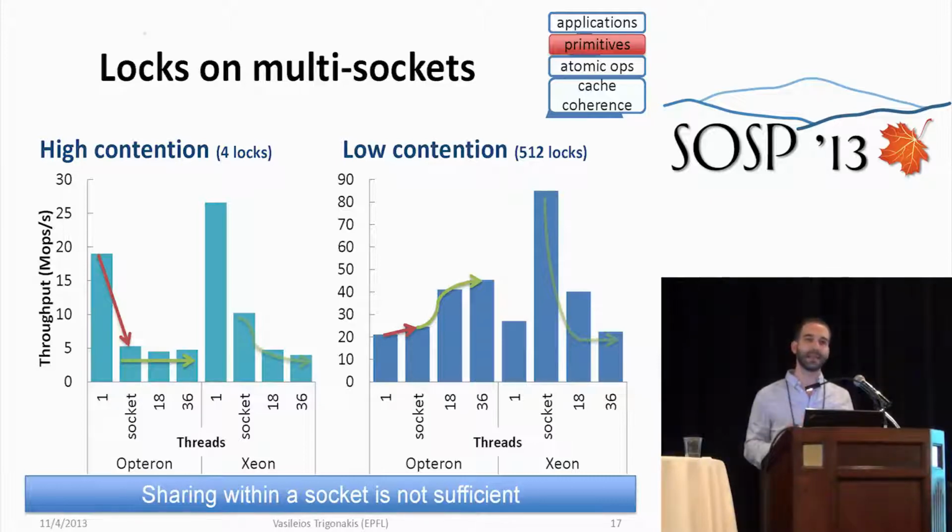So we don't get any scalability even within the socket. This immediately leads to our second observation that sharing within a socket is not sufficient for achieving scalability, which means that even if you optimize for inter-socket sharing, it doesn't mean that you will necessarily get scalability.